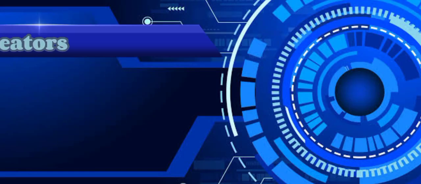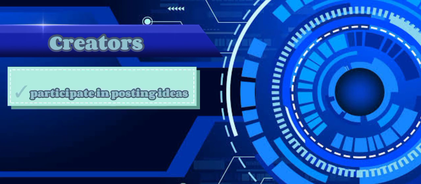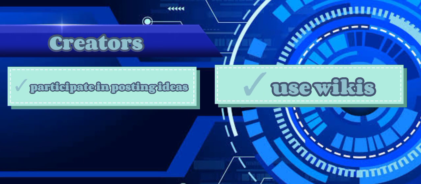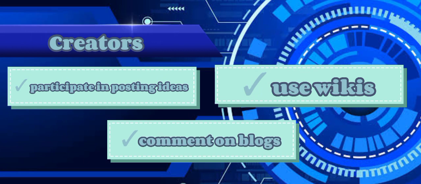Next one, collaborators. Students can participate in posting ideas in a forum where there can be an asynchronous discussion. Also using wikis to participate in a group work with the aim to accomplish a task, or commenting on blogs, are a few ways of performing the role of a collaborator in a new idea of a learning place.